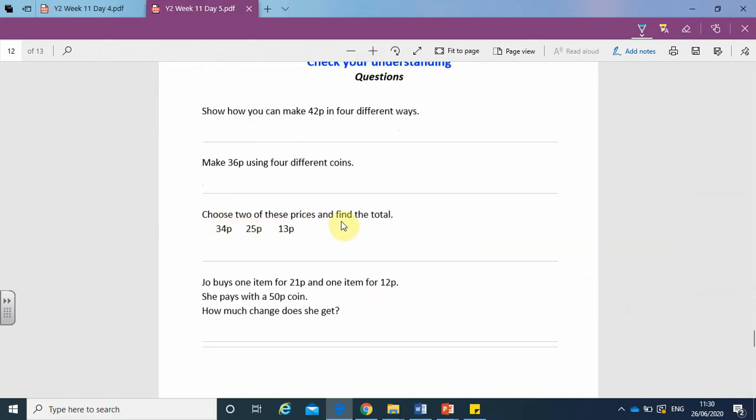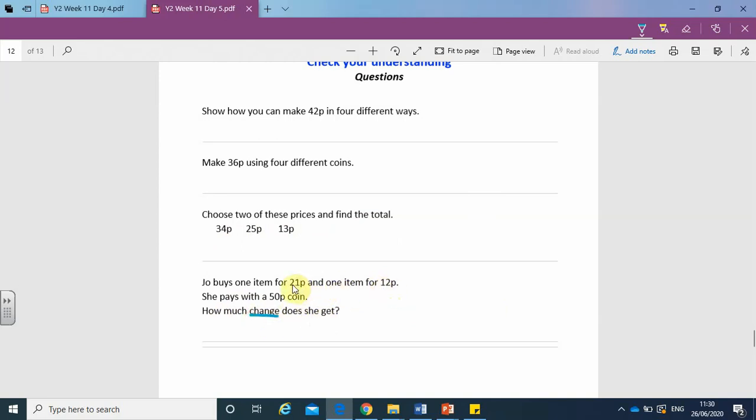Choose 2 of these prices and find the total. So just any 2. If you want to challenge yourself, use all 3, add them together, use a column subtraction, absolutely fine. Jo buys one item for 21p and an item for 12p. She pays with a 50p coin. How much change? So you can't work out the change until you work out the total.